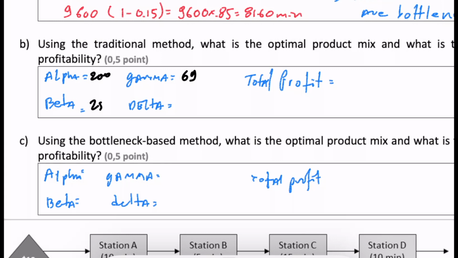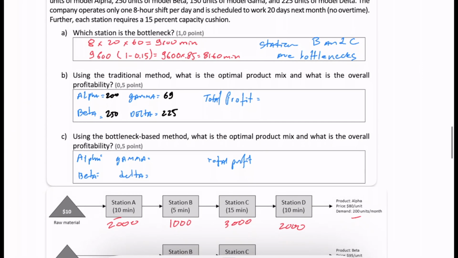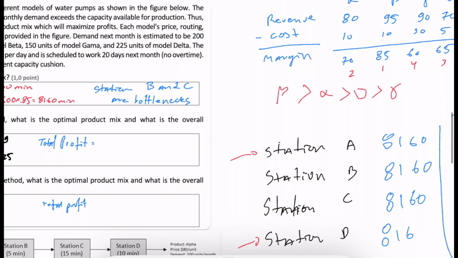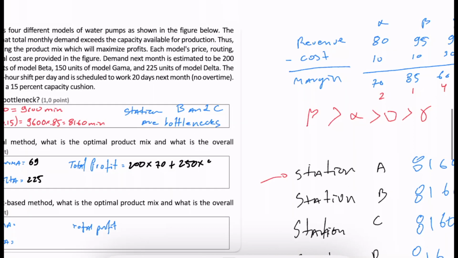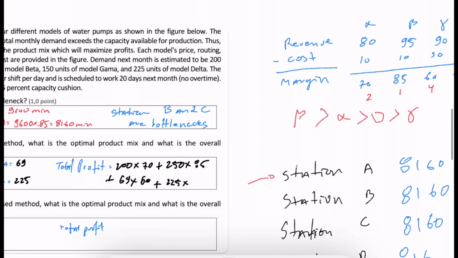100, 250, 225. The total profit is our margin that we calculated times the number of units we're going to make: 200 times 70 plus 250 times 85 plus 69 times 60 plus 225 times 65. And this total should be 54,015. That's our answer.